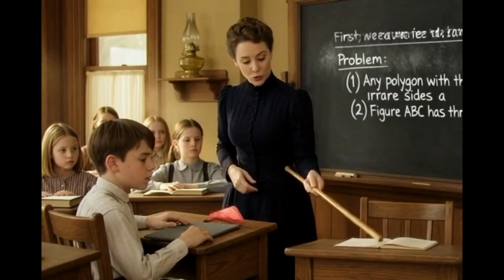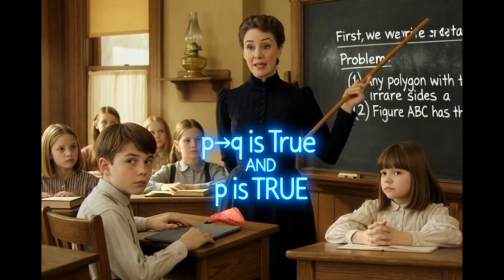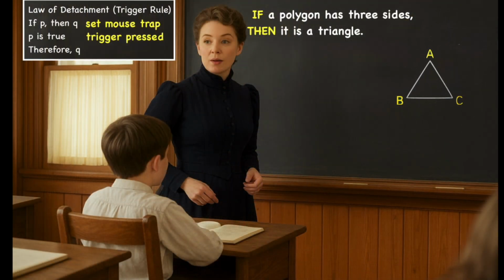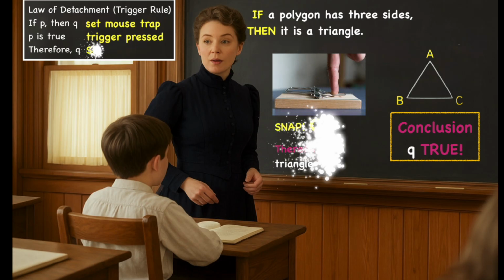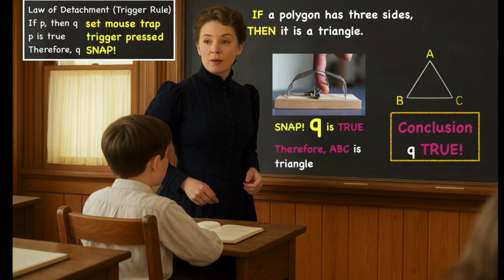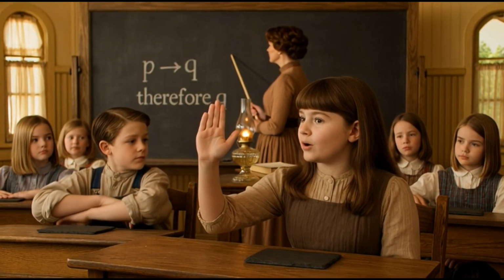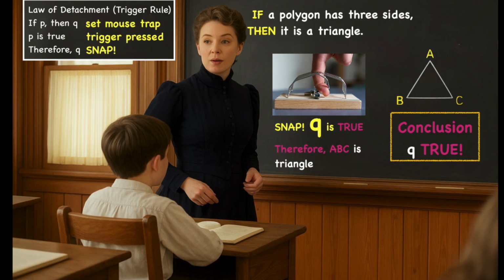Correct. Our rule is true and our hypothesis is true. The mousetrap was set and the trigger is pressed. P implies Q is true and P is true. Teacher, so the snap means that Q is true. ABC is a triangle. Yes, Becky, the implication holds. So Q is true. Precisely. Well done.